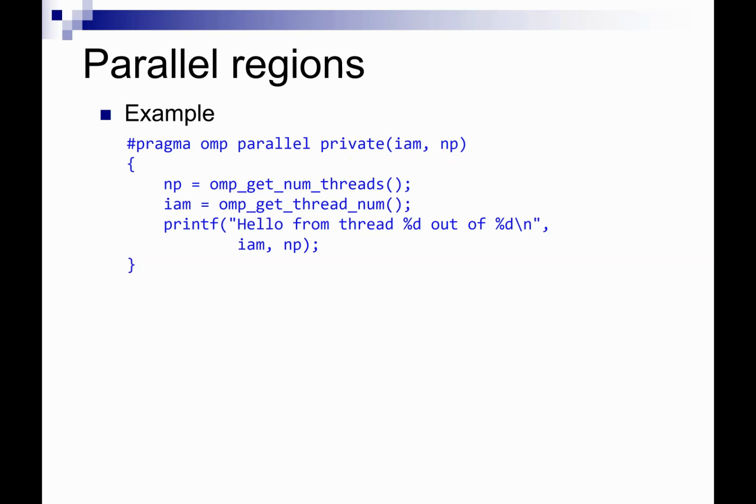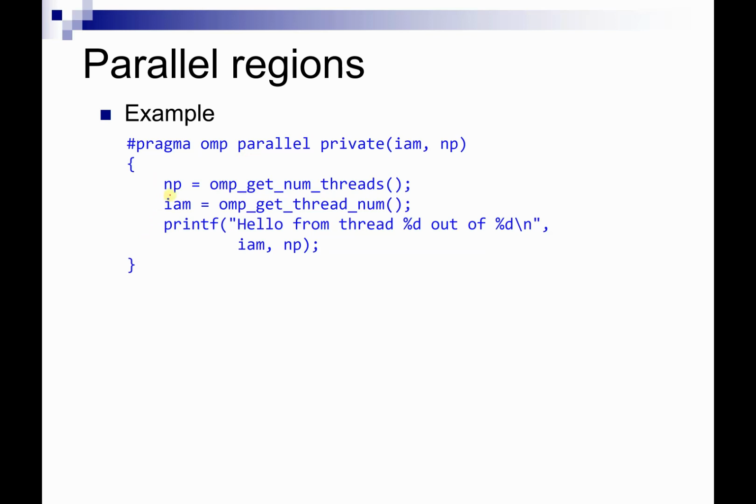The threads can share variables, because we're in a shared memory setting. But in this case, we don't want the different threads to share these variables, so we declare them to be private. Following this pragma omp parallel, you have your parallel region, and all the threads that you create will execute this parallel region.